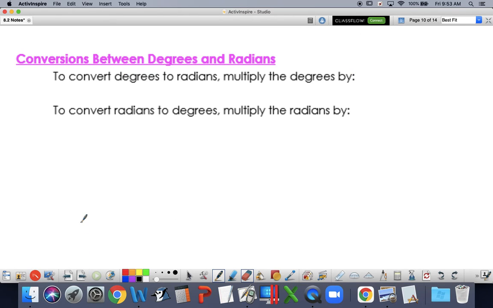Let's move on to our last learning target, which is to convert between the two. And it's really not that bad since we know pi radians is equal to 180 degrees. So you just have to figure out which one to multiply by to get to the other form. If I'm converting from degrees to radians, we multiply by pi over 180. If I'm converting from radians to degrees, I multiply by 180 degrees over pi. So let's give this a shot with a couple of examples.